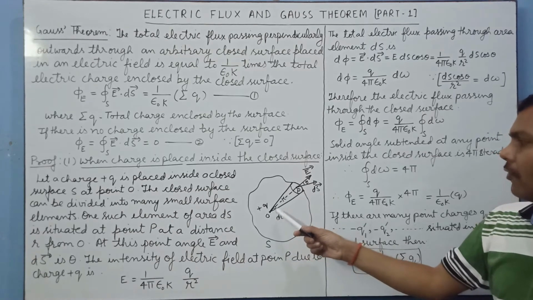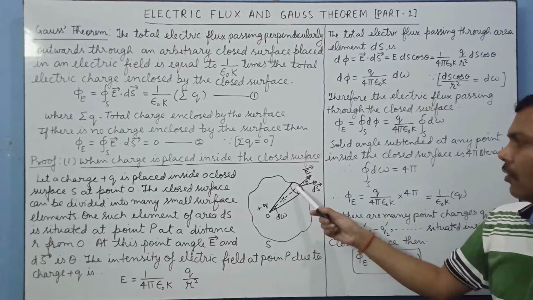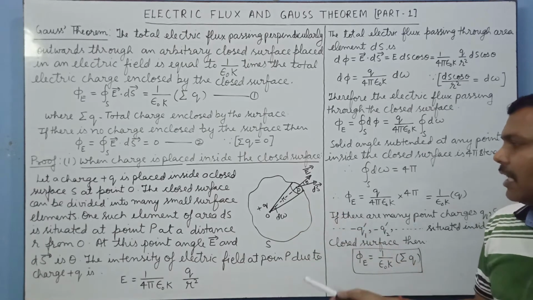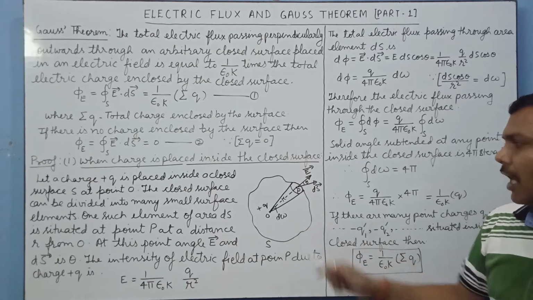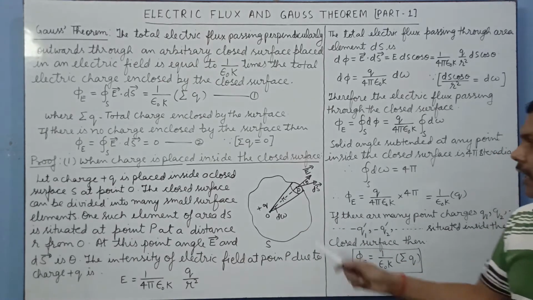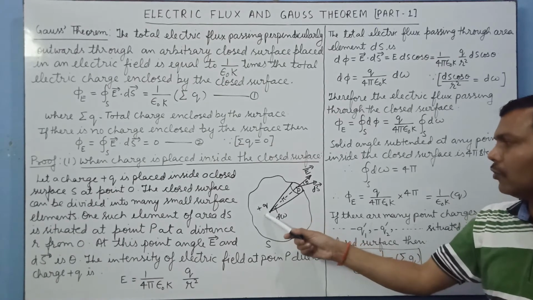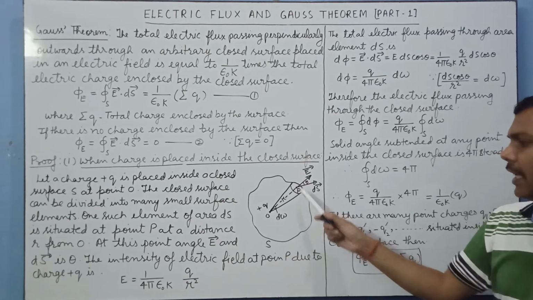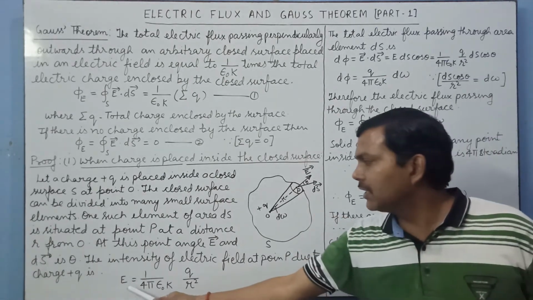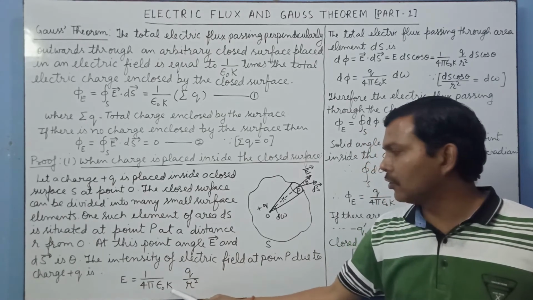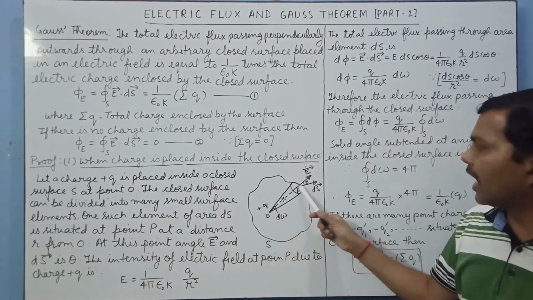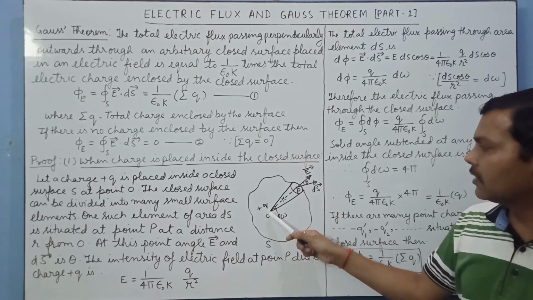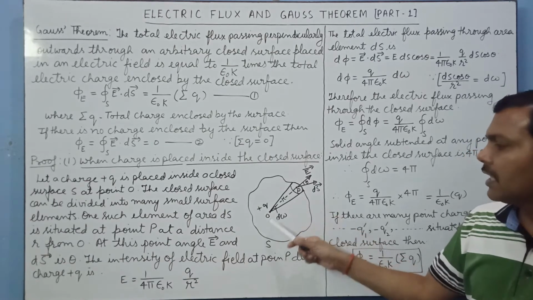The distance of this charge plus q from the center of this element is small r. So the electric field due to this charge plus q at point P can be given as E is equal to 1 upon 4 pi epsilon 0 times q upon r square, because the distance of charge q from point P is small r.